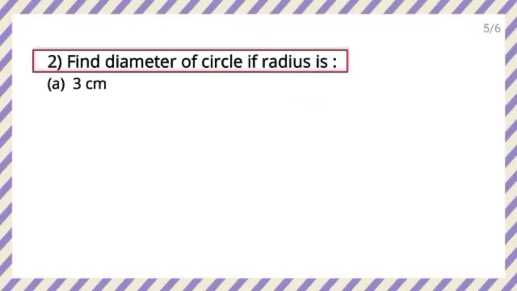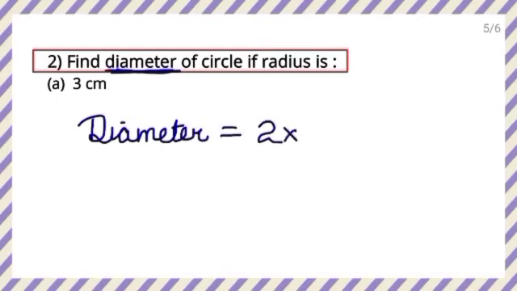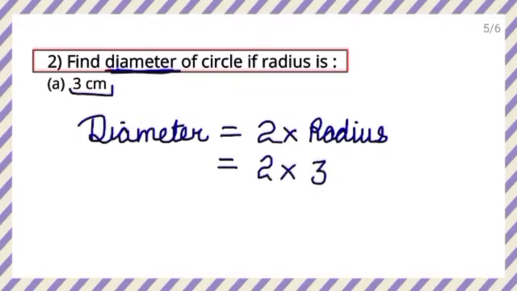Next question is find the diameter. Now they are asking for diameter. In the previous question they were asking for radius. Now we will use the formula of diameter. Diameter is equal to 2 multiply radius. So diameter is equal to, what is the radius here? 3 centimeter. So 2 multiply, put the value of radius 3 centimeter. Now you will multiply, 3 2s are 6 centimeter. So this is the diameter.